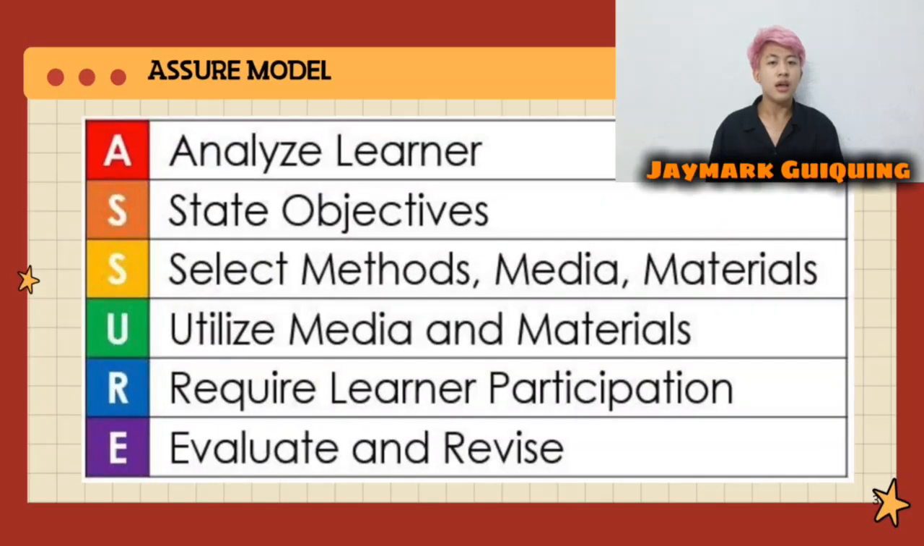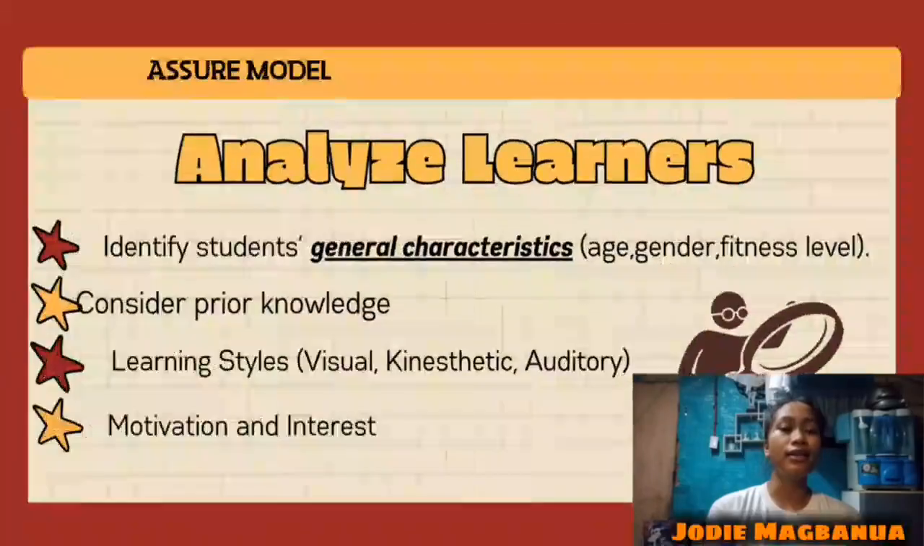ASSURE is: A for Analyze learners, S for State objectives, S for Select methods, media, and materials, U for Utilize media and materials, R for Require learner participation, and the last is E, Evaluate and revise. Let's go step by step through the ASSURE model. First is the letter A, which is to analyze learners.